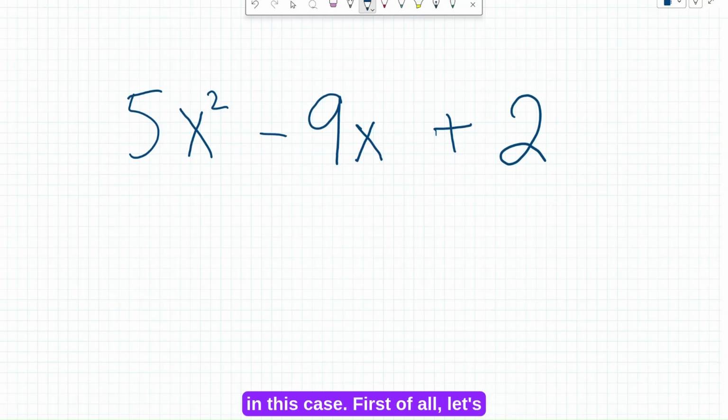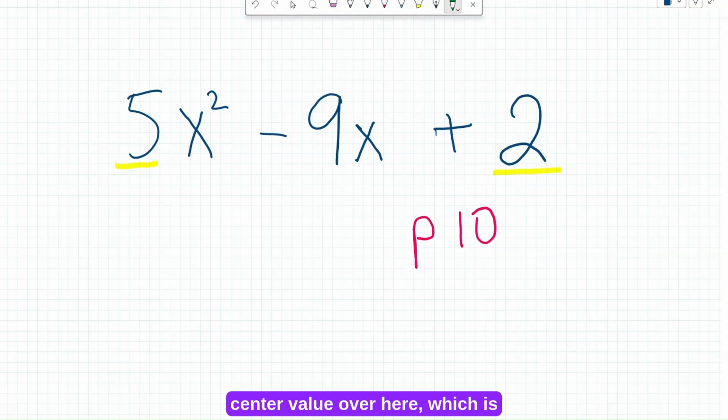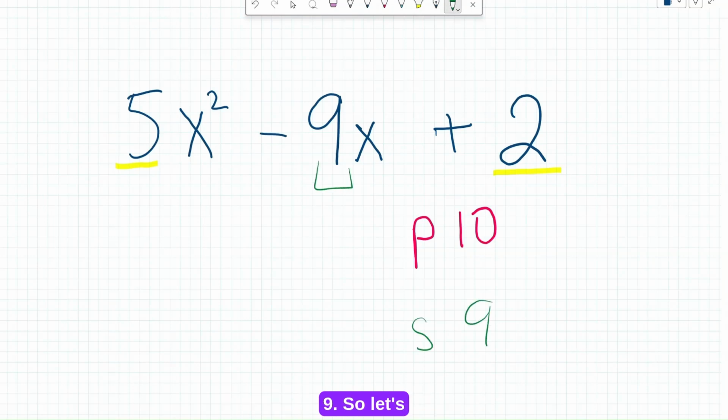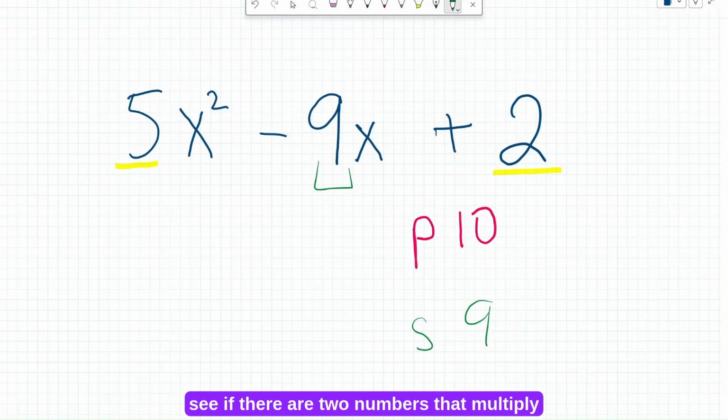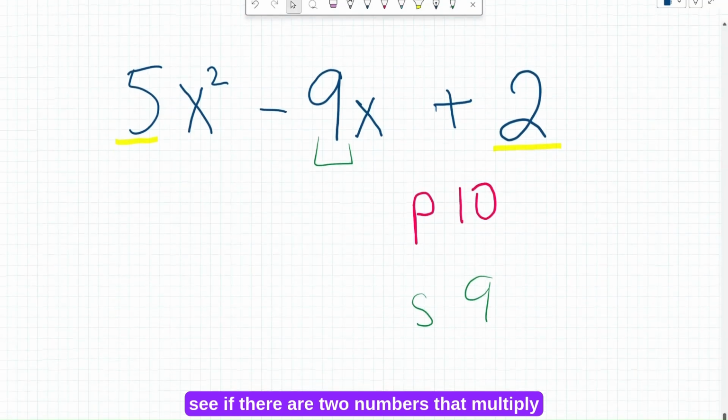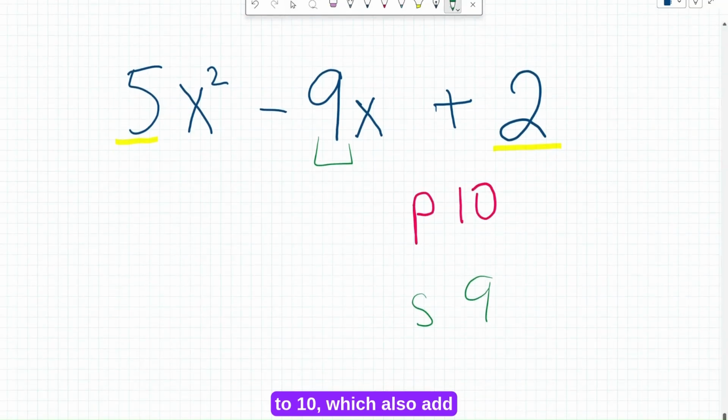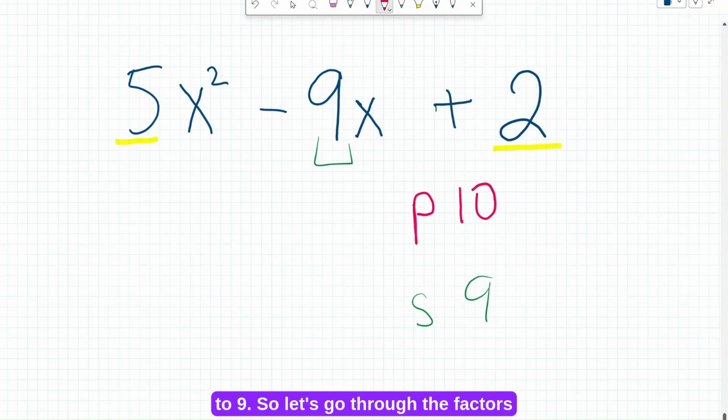First of all, let's check if we can use the product sum rule. To use the product sum rule, let's multiply 5 by 2, which is 10. So here our product is 10, and our sum is our center value, which is 9. Let's see if there are two numbers that multiply to 10 and also add to 9. So let's go through the factors of 10.